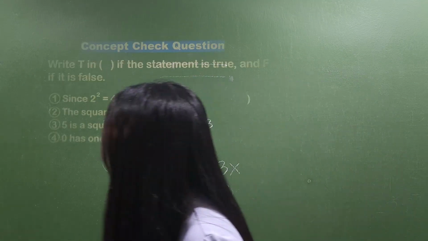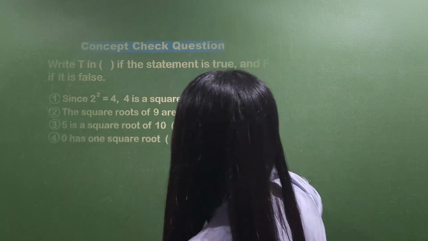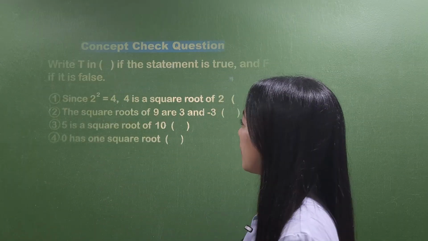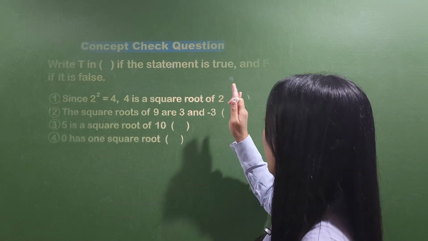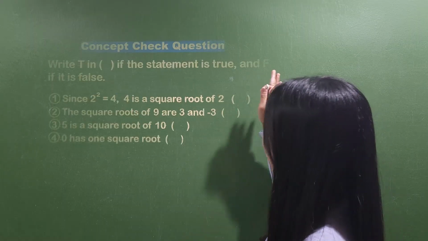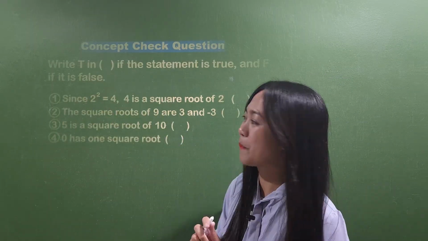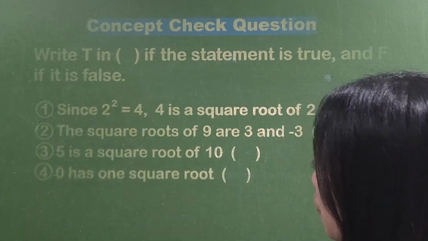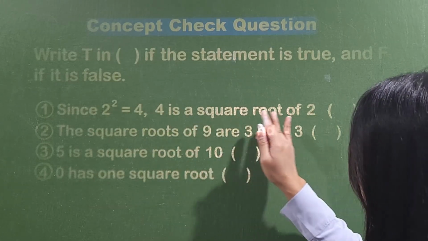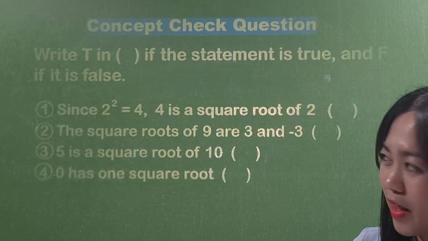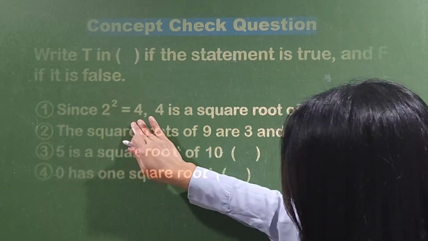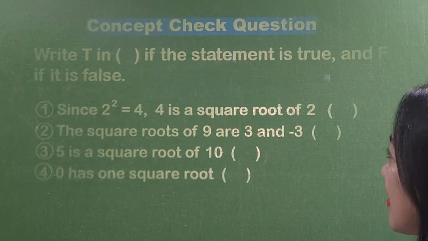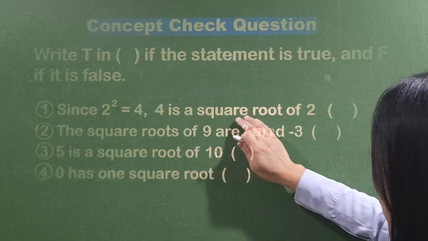This time, let's give more examples by answering this concept check question. Write T in the parentheses if the statement is true and F if it is false. The first statement here is, since 2 squared is equal to 4, 4 is a square root of 2. 2 squared is equal to 4. That's correct. But 4 is a square root of 2, this is not correct because 4 is not a square root of 2.